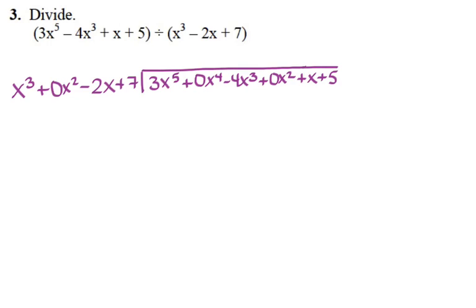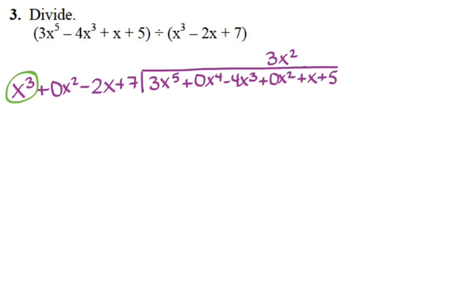Now to actually go through the long division, I'm focusing on this first term. I'm asking myself what times x cubed gives me 3x to the fifth. That is going to be 3x squared. So I'm going to put 3x squared on top of my x squared term. Whatever number I put on top, I'm going to multiply every single one of these terms by 3x squared.